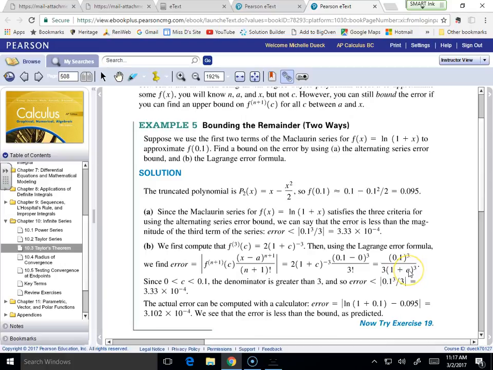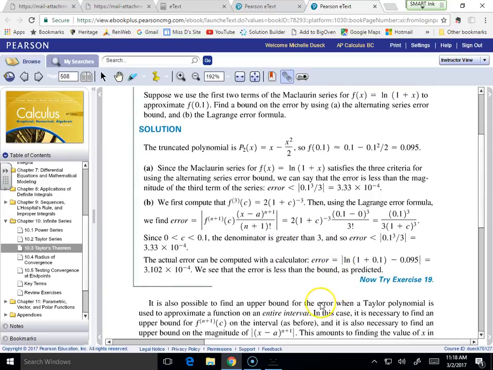even if c goes a little bit bigger, like between 0 and 0.1, that just means this denominator gets a little bit bigger, this whole thing gets a little bit smaller. So they're saying for sure, the error is less than the absolute value of. Then they go ahead and solve. But what they're doing is more of an intuitive approach. I actually want to go down.